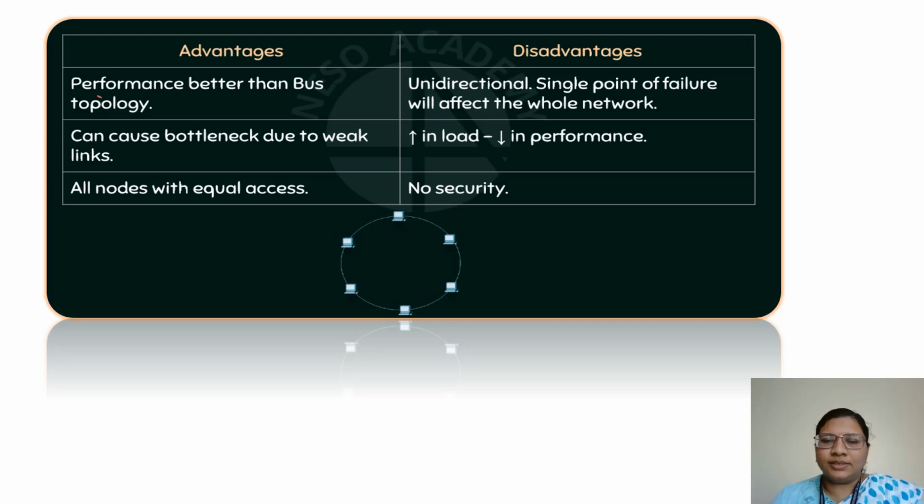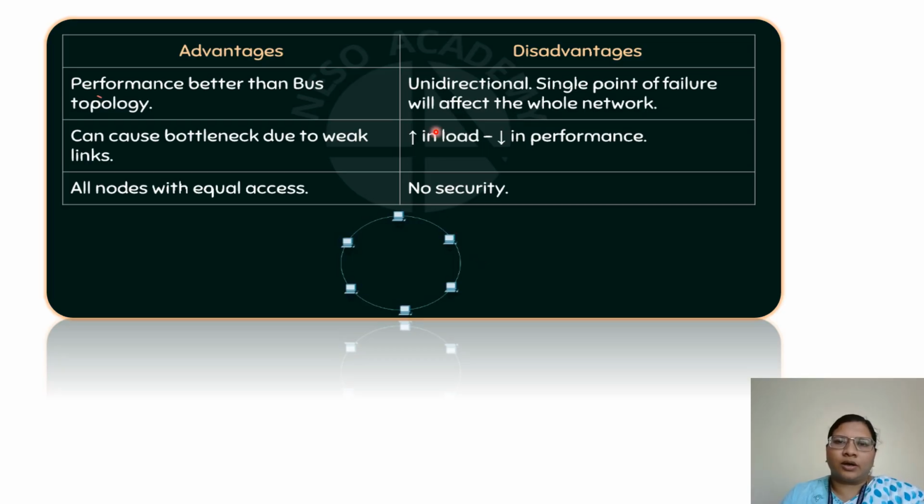Next, we will see what are the disadvantages. It's unidirectional, it's not bidirectional. So a single point of failure will affect the network. For example, if any one node fails, then this whole loop collapses. So they say a single point of failure will affect the whole network.